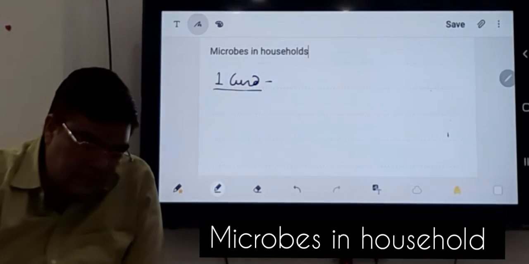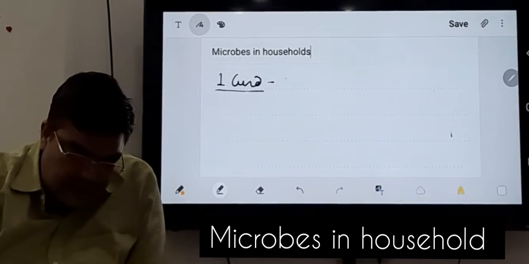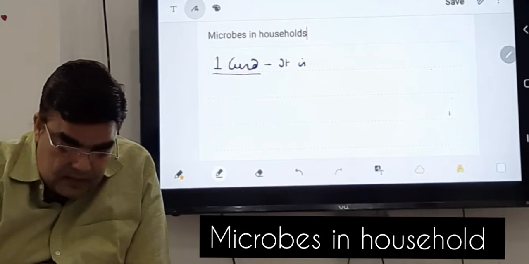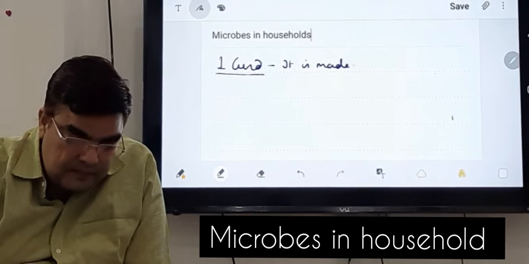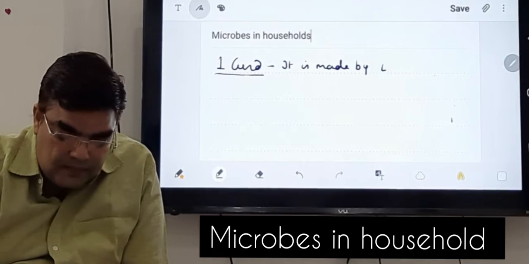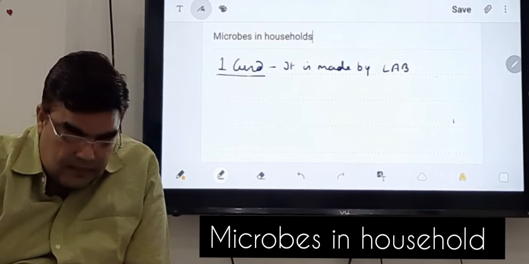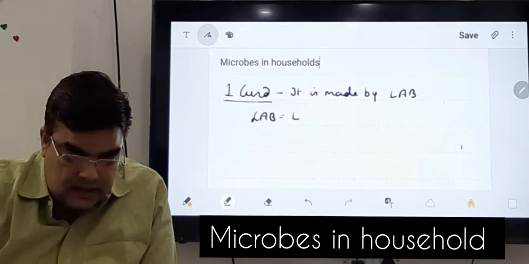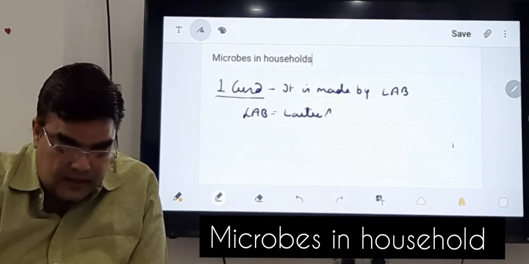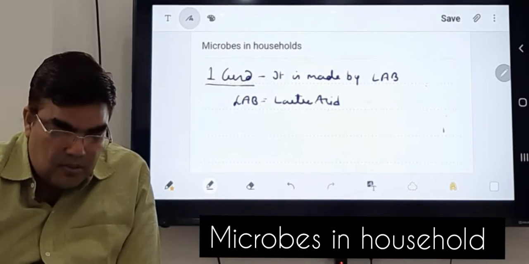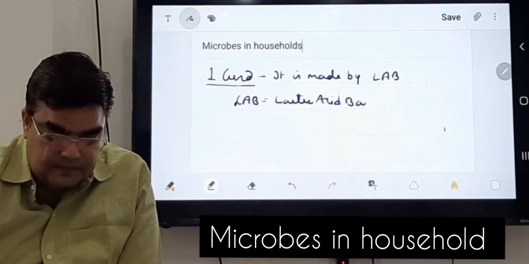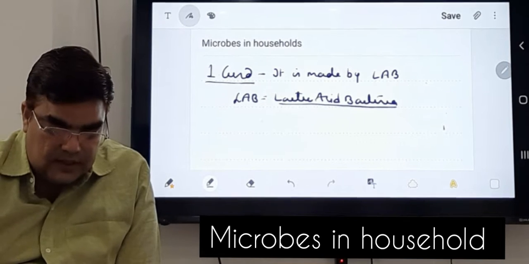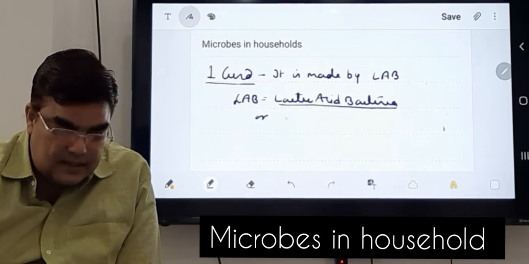So you can write, you can see on the board, it is made by LAB. What is LAB? LAB stands for lactic acid bacteria, or you can say lactobacillus.